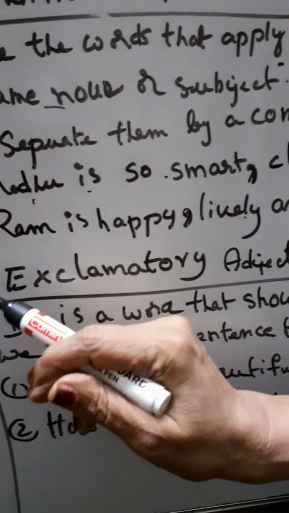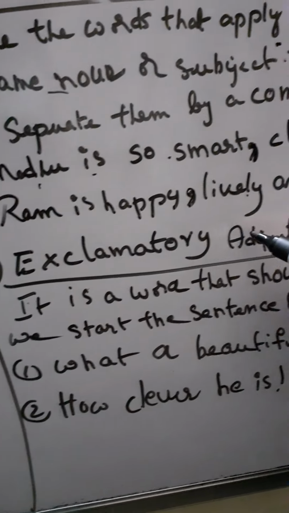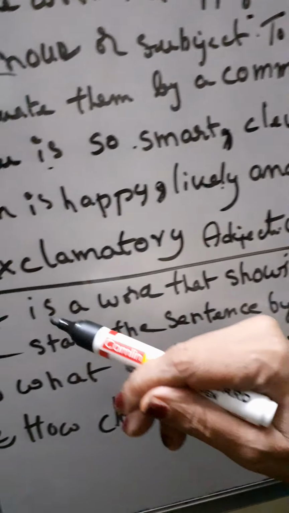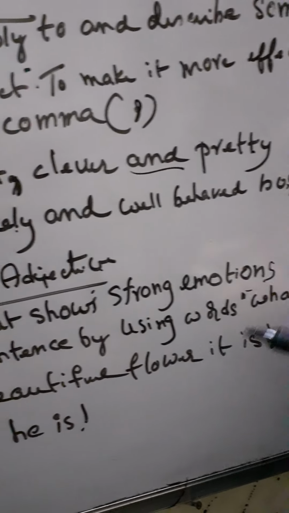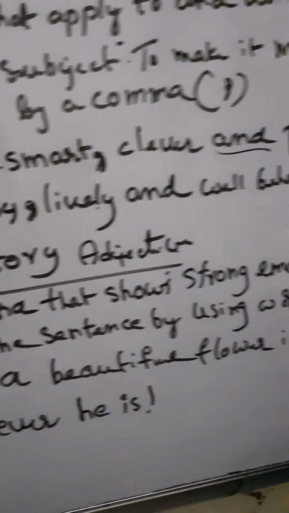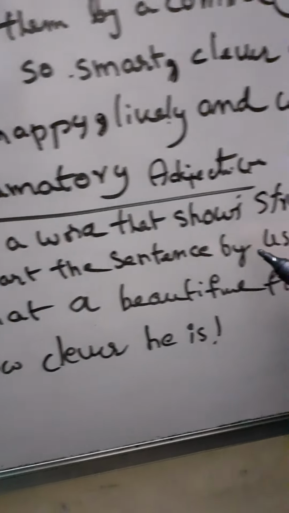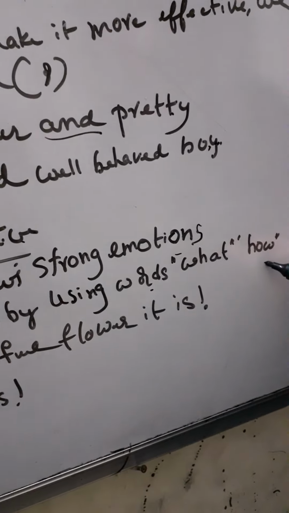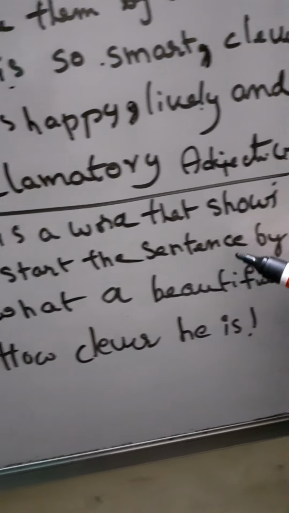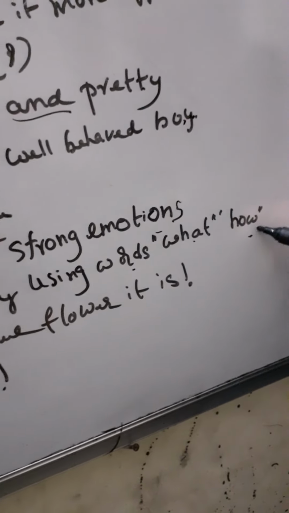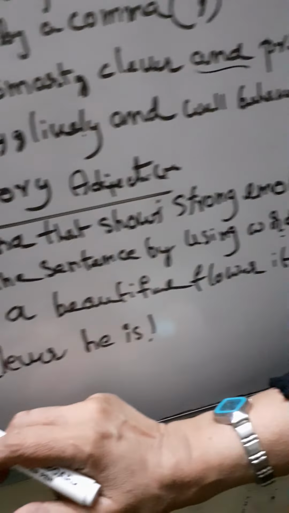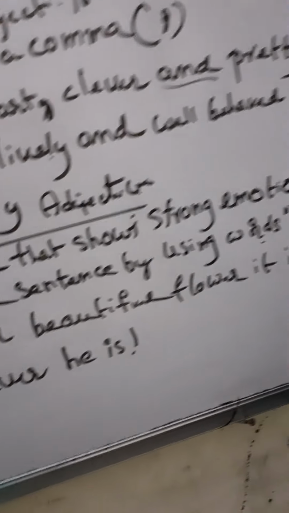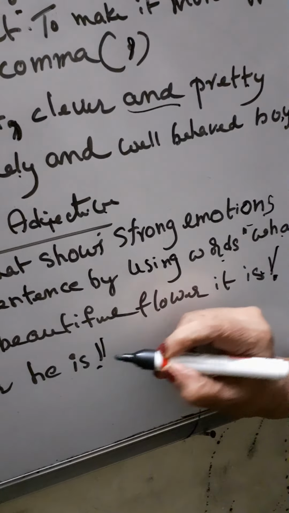Our last but not the least, exclamatory adjective. It is a word that shows strong emotions. We start the sentence by using the words what and how. Example: what a beautiful flower it is. How clever he is. You have to put an exclamation mark.